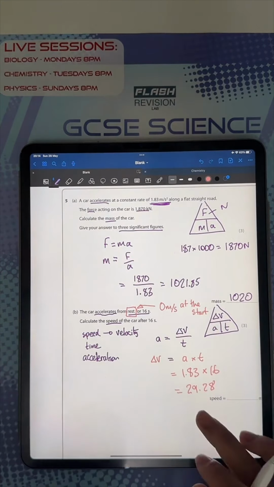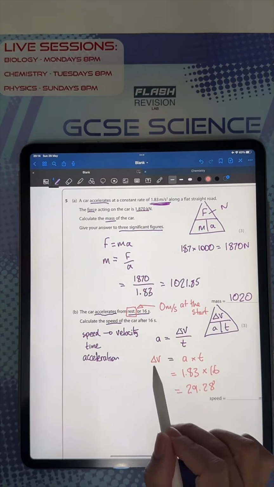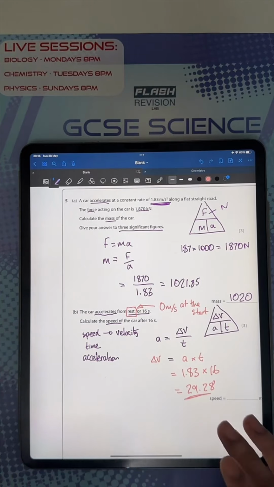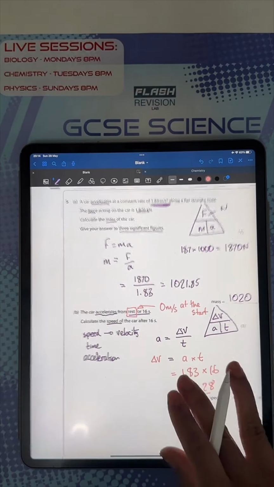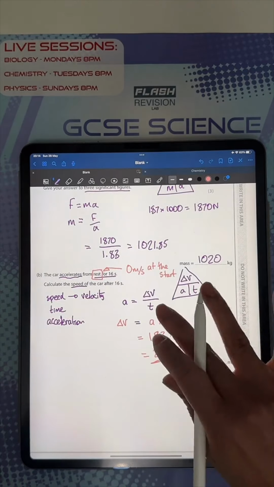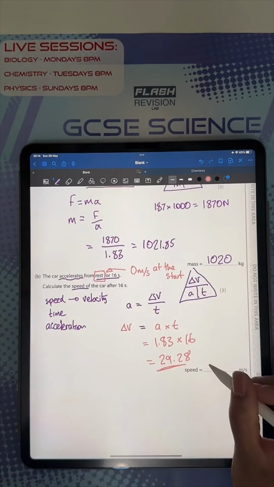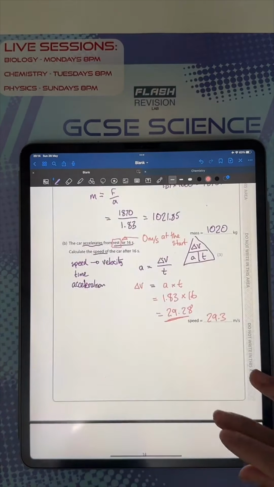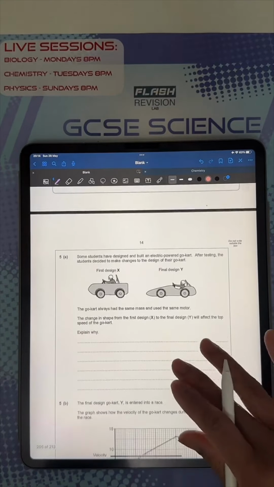So that is the change in velocity, but we know the velocity at the start is 0 meters per second. So if you do this minus 0, you just get that. So that means this is the answer. So, yeah, 29.28 or 29.3 if you want to do it to 3 significant figures. Okay, on to the next one.